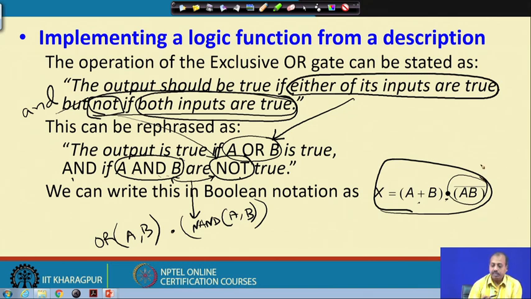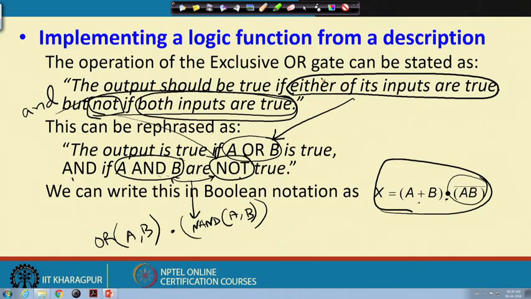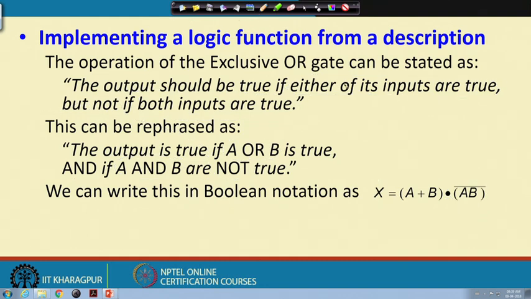This way we can form a Boolean expression from a logic statement. We can try to come to the corresponding Boolean expression, and if it is difficult, we can try to draw the corresponding truth table from the logic statement, and from there we try to come to the Boolean expression. We will see those techniques slowly as we proceed through the course.